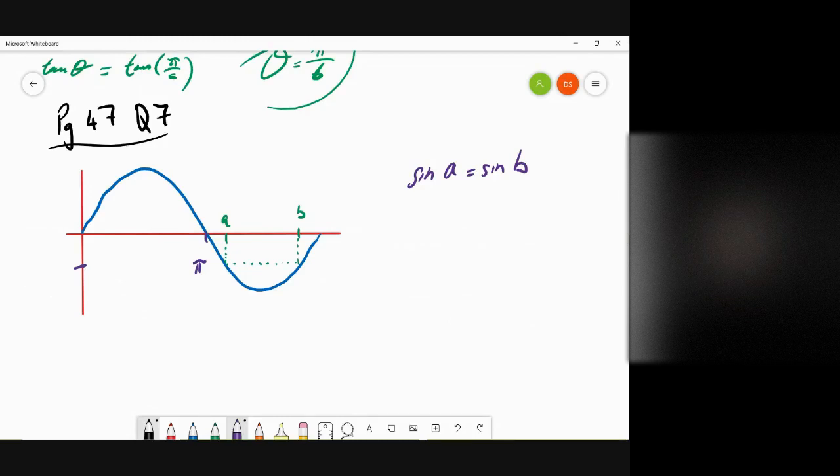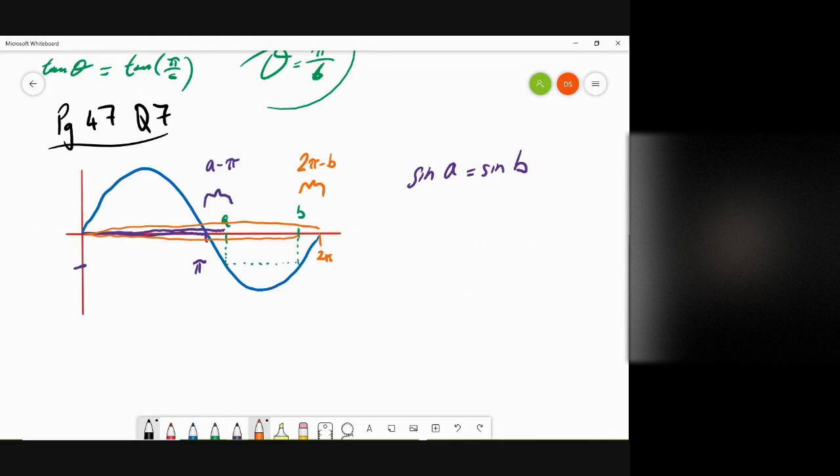If I go, this distance here is A, right? And what's this distance here? Pi. And what's this distance in the middle then? A minus pi. Similarly, what's this distance here? 2 pi. And what's this distance here? B. So what's this distance here? 2 pi minus B.